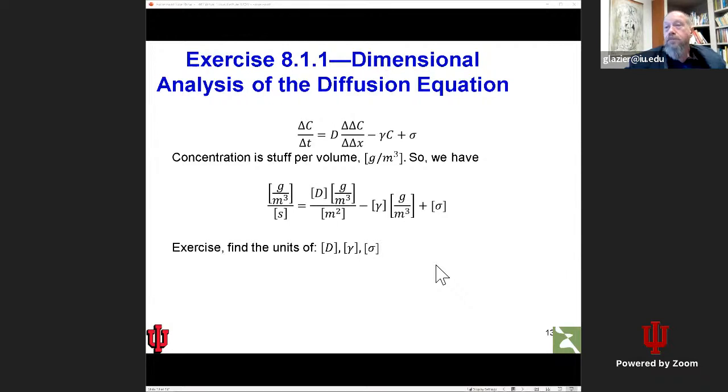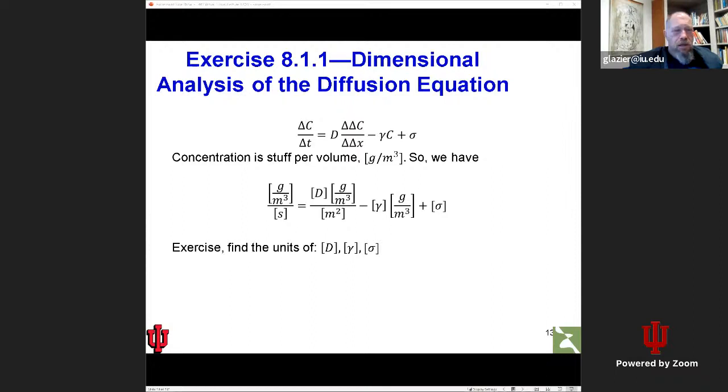So I'm going to ask you now, you see this picture, this equation, it has to be consistent. What are the units of D? What are the units of gamma? And what are the units of sigma? So why doesn't everybody take a few minutes and see if you can figure that out? Is the question clear? If you're stuck, that's fine. Just if you want to think about it more, that's fine too. Either way. Maybe we should do one and give people a little bit of a hint.